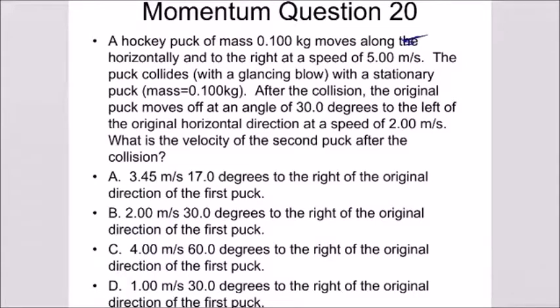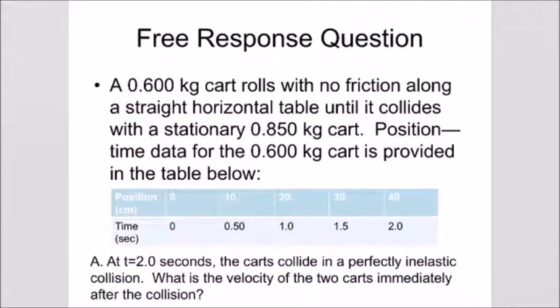Alright, so first of all, we want to find the initial momentum of the system. And what we have is a 0.1 kilogram object moving toward the right at 5 meters per second. Well, that tells us, and the other object is stationary, which means our initial momentum of our system is 0.5 kilogram meters per second to the right.